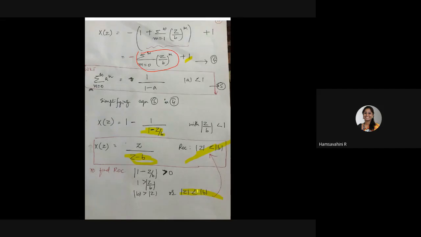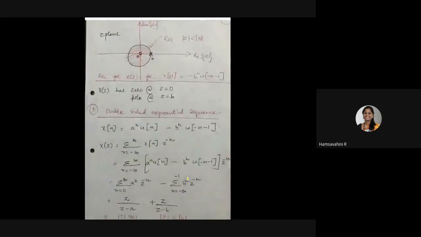So the z transform for both positive as well as negative exponential sequences is the same. But for a positive exponential sequence, the ROC is exterior to the circle of radius equal to the pole, whereas for a negative exponential sequence, the ROC is interior. It should be less than b, which means it should be interior to the circle of radius equal to the magnitude of the pole.